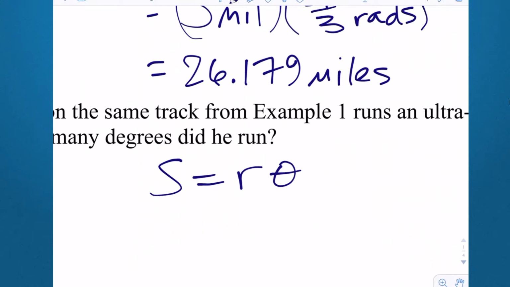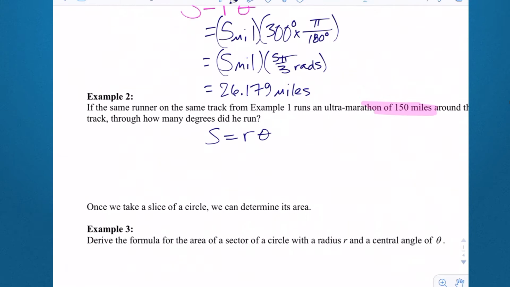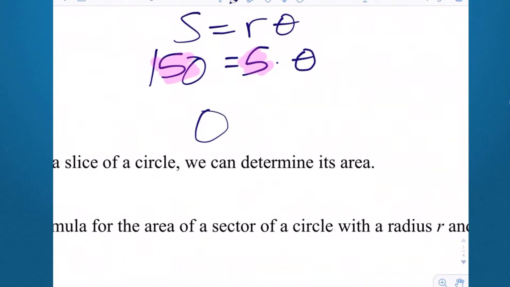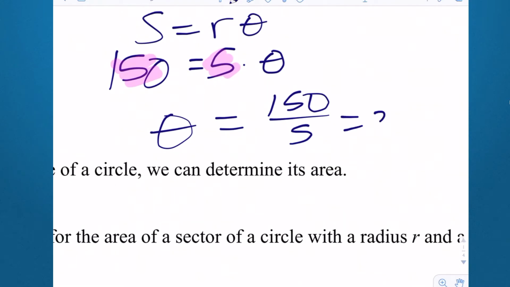S equals r theta. This time 150 miles is which variable? S. Did the track change sizes or is it the same track? Same, so r is still 5, and now we're trying to find theta. Now, what are we measuring 150 and 5 in? What units? They're both miles. Good. So when we divide through, we get 150 divided by 5, and that's the definition of a radian. The miles divide out, so we end up with 30.